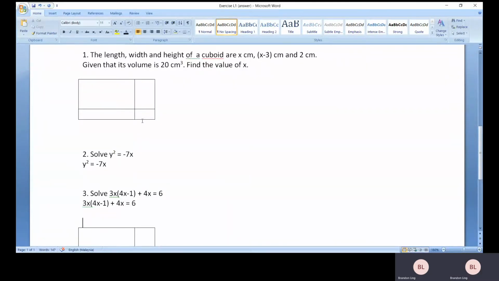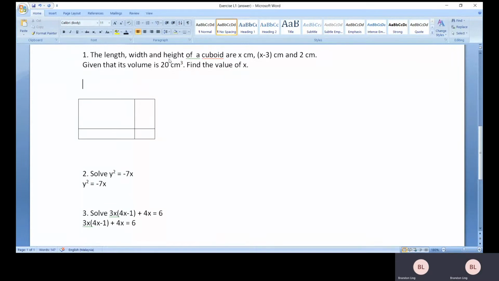Okay, there are three questions here for us to practice on quadratic equations. Now let's look at the questions. The length, the width, and the height of a cuboid are x cm, x minus 3 cm, and 2 cm. Given that its volume is 20 cm cubed, find the value of x.